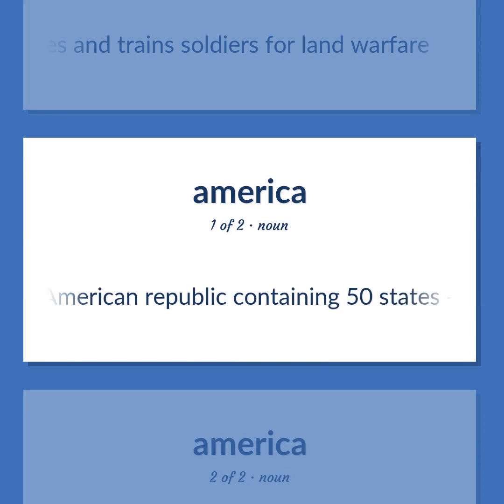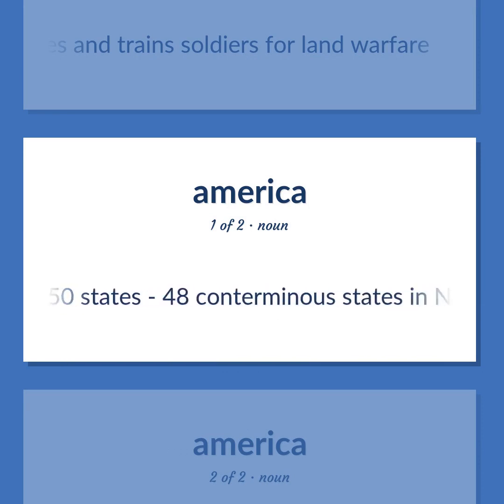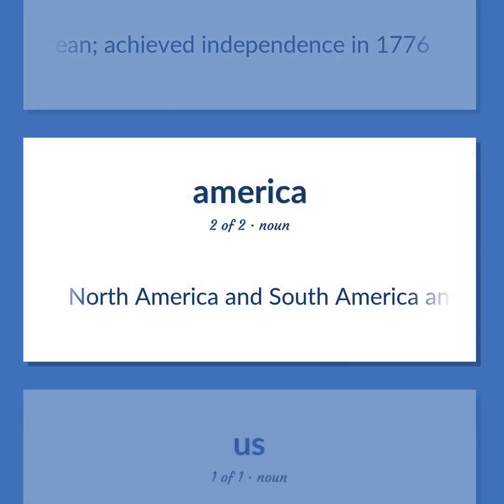North American Republic containing 50 states, 48 conterminous states in North America plus Alaska in northwest North America and the Hawaiian Islands in the Pacific Ocean. Achieved independence in 1776. North America and South America and Central America.